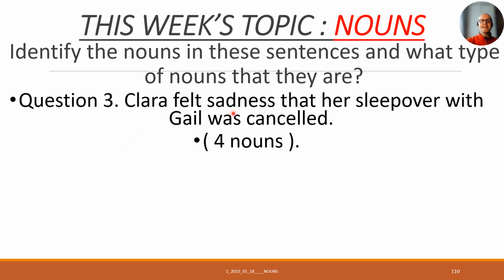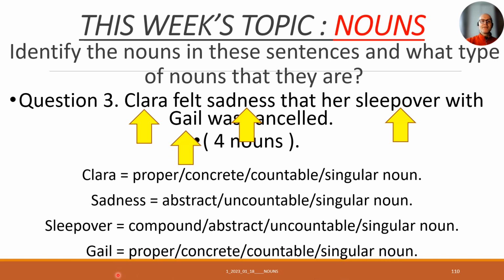Clara felt great sadness that her sleepover with Gail was cancelled. The nouns in this sentence are Clara, sadness, sleepover and Gail. Clara, proper, concrete, countable, singular. Sadness, abstract, uncountable, singular. Sleepover, compound, abstract, uncountable, singular. And Gail, proper, concrete, countable, singular.